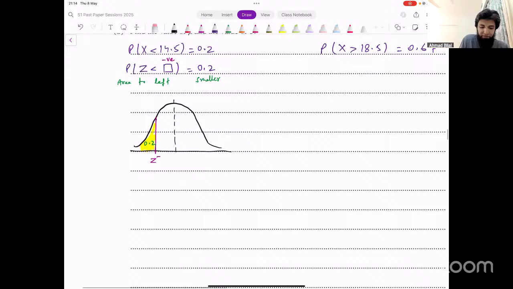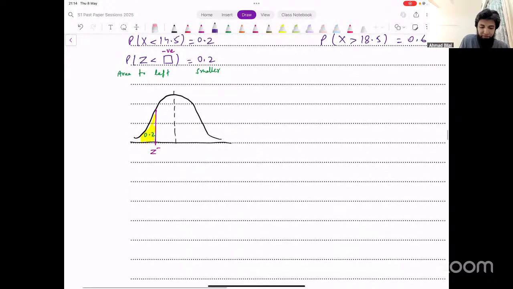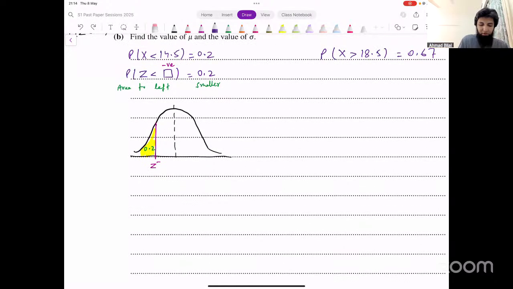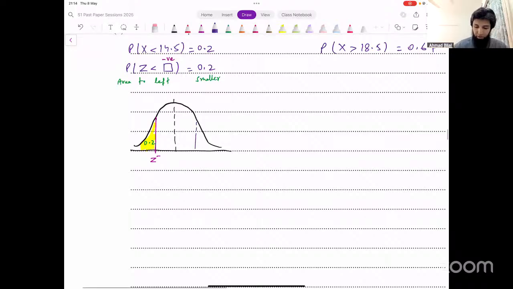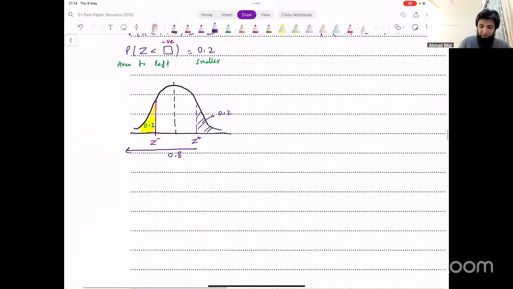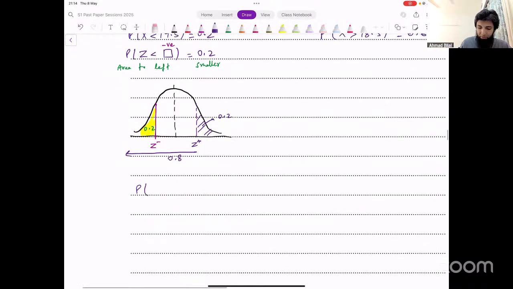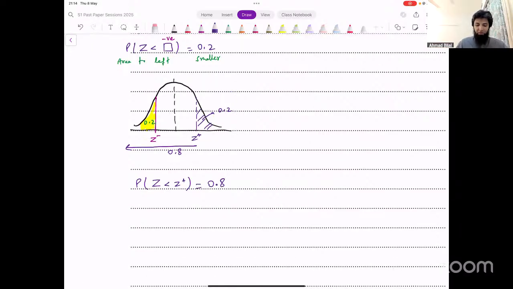Now, how do you convert it to the standard form? If this area is 0.2, then the corresponding positive value of z here, to the right of that value, this area is also going to be 0.2. If this is 0.2, then what's the area to the left of this positive value? This whole area is 0.8. So we could say probability of z being less than the positive value of z, that is equal to 0.8. And now this is something that we can use the table for. This is the standard form.